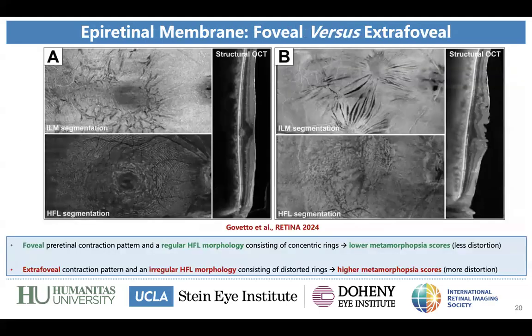Also, OCT is able to visualize different patterns of contraction and Henle fiber layer morphology in the context of an epiretinal membrane. In this recent study by Andrea Govetto and co-authors published in Retina, we can see on the left a pattern of foveal ERM with a more regular Henle fiber layer morphology, which is correlated to a lower metamorphopsia score, versus a more distorted and extrafoveal pattern of contraction, which is correlated with more irregular Henle fiber layer morphology and higher metamorphopsia scores.